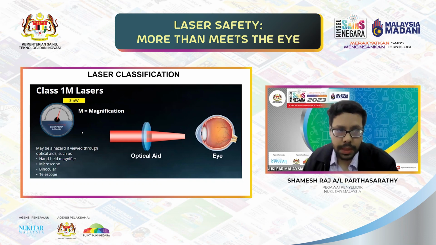The next class 1 laser is the class 1M laser. The letter M here stands for magnification. Technically, if you view a class 1 laser with an optical aid, it goes up to 3 milliwatt. When it goes up to 3 milliwatt, it's technically a class 1M laser, right? Class 1M lasers may be a hazard if viewed through any optical aids such as a handheld magnifier, microscope, binoculars, and also a telescope.